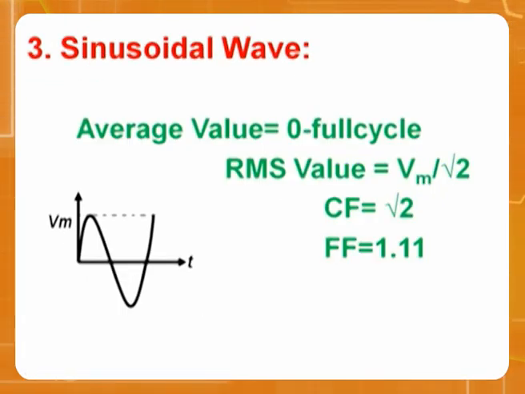Third one, pure sinusoidal. For a pure sinusoidal, DC value is 0. Why is DC value 0? This half cycle and this half cycle, these two are cancelled. When the two half cycles are cancelled, that is called 0. RMS value is Vm by root 2, just like previous. Crest factor, everything is same. But when you say DC value is 0, you may think form factor is infinity and all that, but that is 1.11. So remember these definitions.